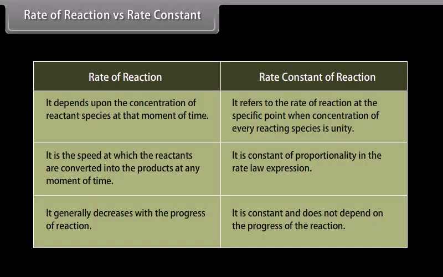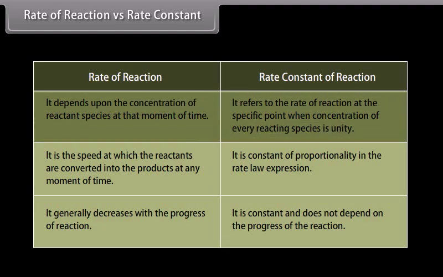Rate of reaction versus rate constant. The important differences between the rate of the reaction and rate constant of the reaction are: rate of reaction depends upon the concentration of reactant species at that moment of time, while rate constant refers to the rate of reaction at the specific point when concentration of every reacting species is unity.